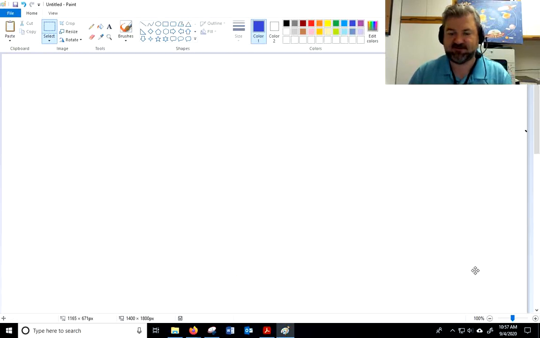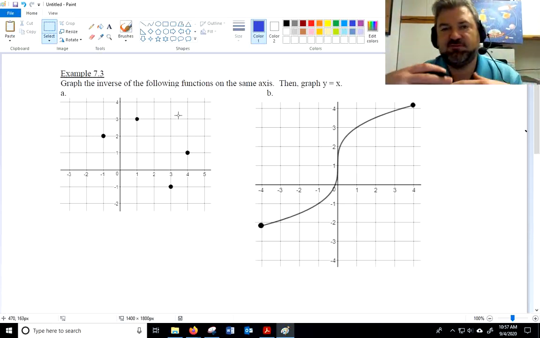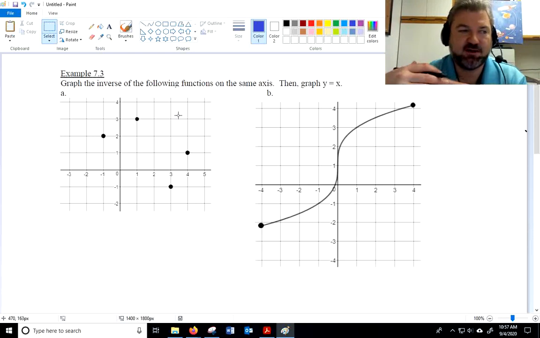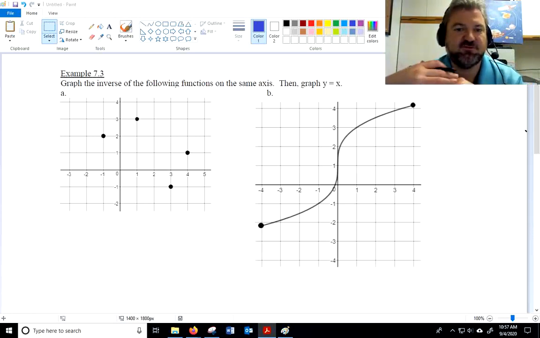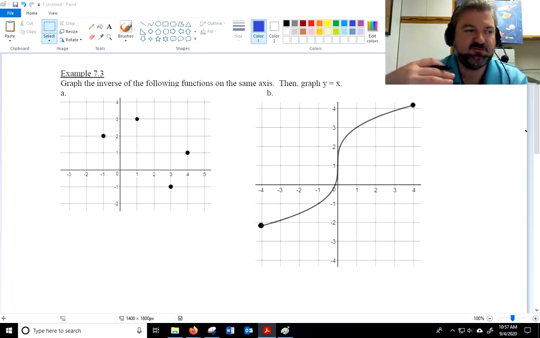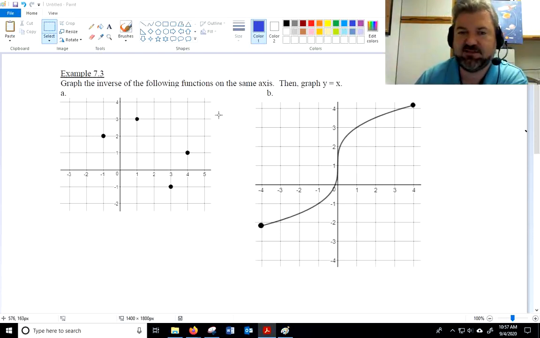All right, I got some examples here. So let's graph the inverse of the following functions on the same axis. We can do this in one of two ways. We could graph the line y equals x. We did just mention a moment ago that inverses are reflections across the line y equals x, but we also talked about how the x and y coordinates are swapped. So let's look at both ways of doing that, and we'll see how they work out to be the same thing.